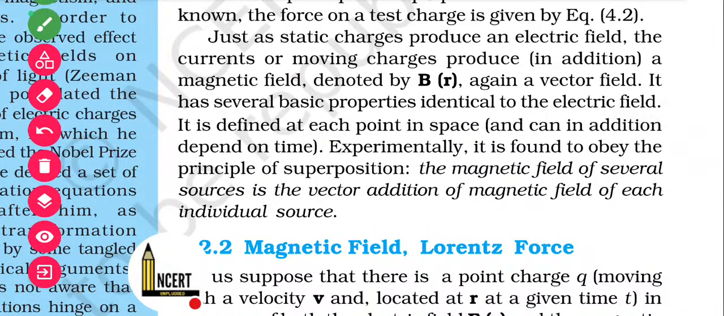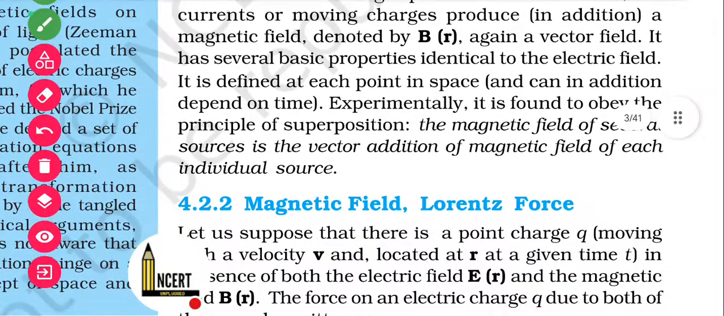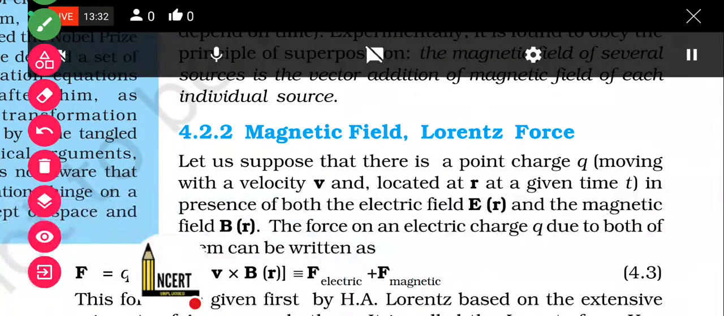Again, it is a vector field. It has several basic properties identical to the electric field. Like the electric field, it is defined at each point, and it can depend on time also, a time varying magnetic field. It also obeys the principle of superposition: the total magnetic field will be the sum of the magnetic fields due to individual moving charges. So this was two paragraphs explained. The remaining paragraphs I will explain in the next video. Thanks for watching.